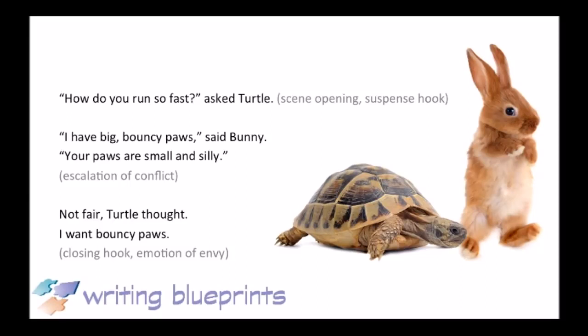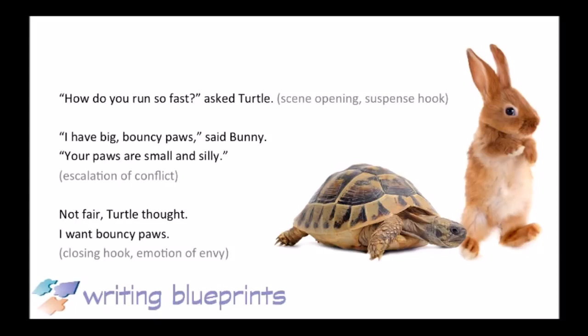"How do you run so fast?" asked Turtle. That is a scene opening, and it's a suspense hook. It's a sentence that raises a question for the reader. "I have big bouncy paws," said Bunny. "Your paws are small and silly." So that's an escalation of conflict. We've just basically told Turtle that he doesn't have what it takes to run as fast as Bunny. "Not fair," Turtle thought. "I want bouncy paws." So that's the closing hook of the scene.